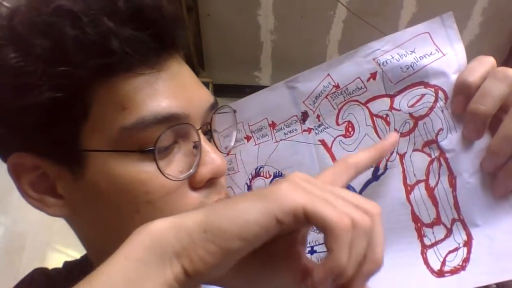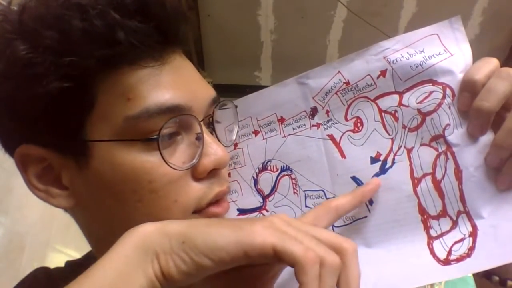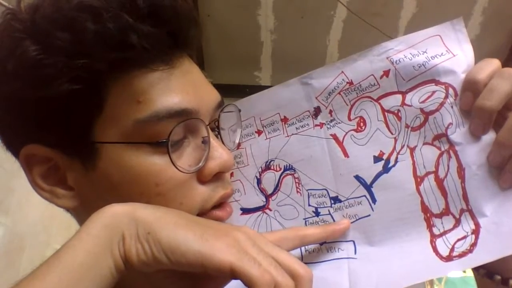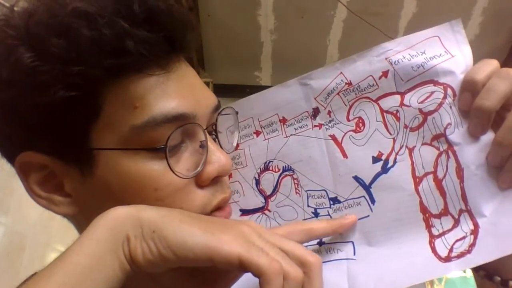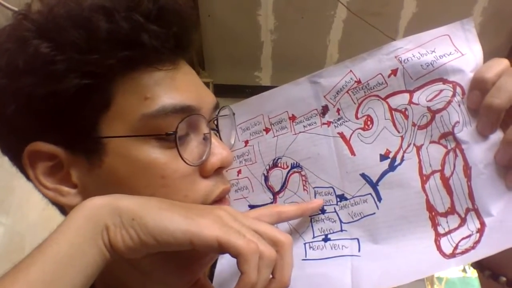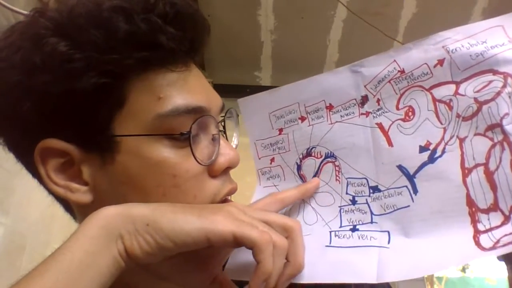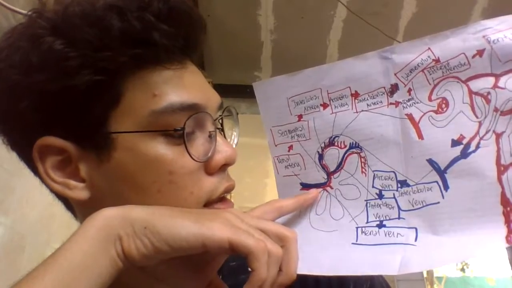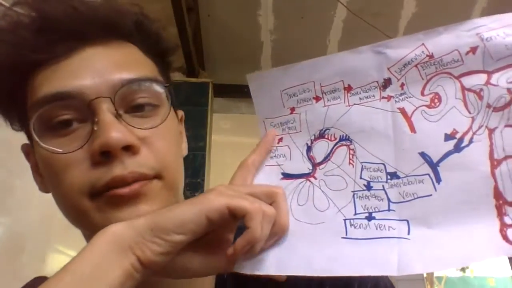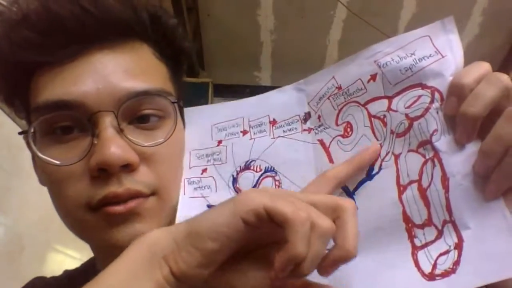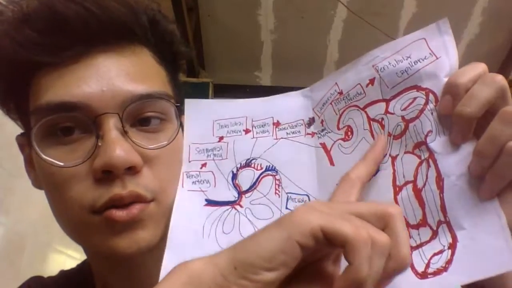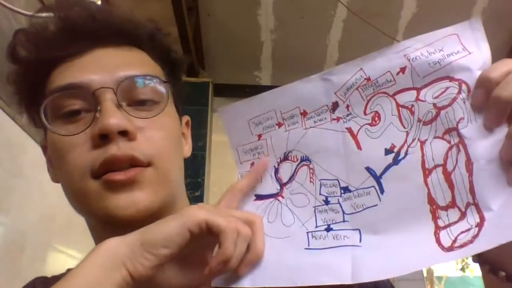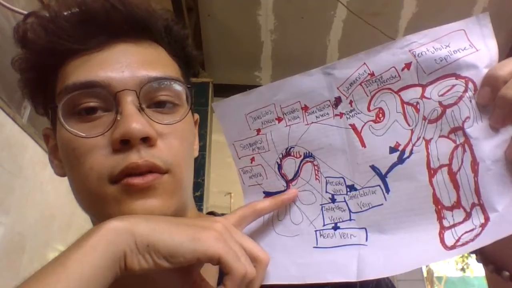After it's done its job here, it goes back to the heart through the interlobular vein, then the arcuate vein, then the interlobar vein, and the renal vein. So it goes in through the arteries, passes through the nephron, and goes back through the vein.